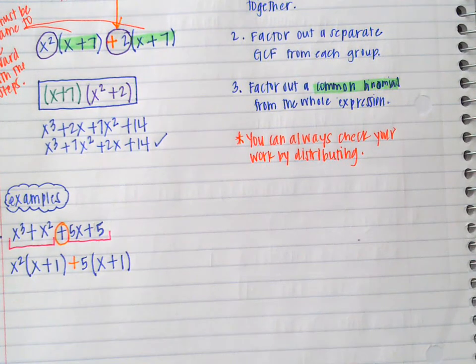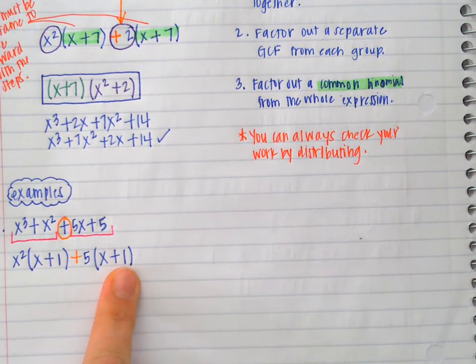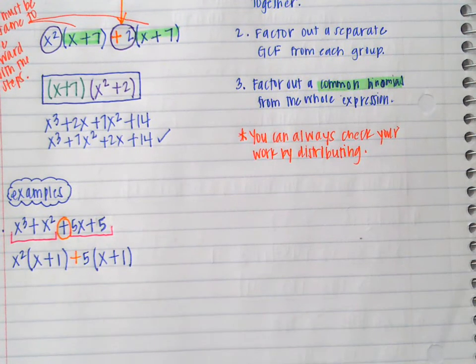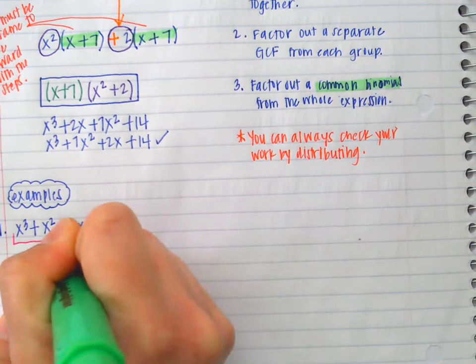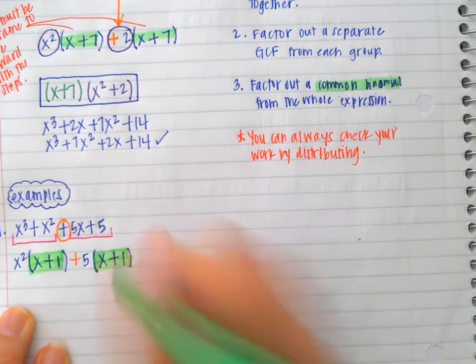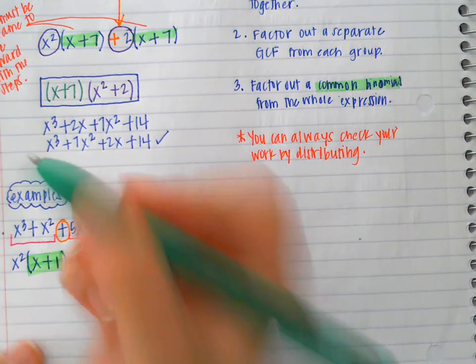So remember, you've got to look to see, are these exactly the same? X plus 1, they are the same? Yes. If they weren't the same, then there would be something wrong, like Mr. Imperio wrote the problem wrong, which we're working on. So because these are the same, we move to the next step where we factor out our common binomial. My common binomial is x plus 1.